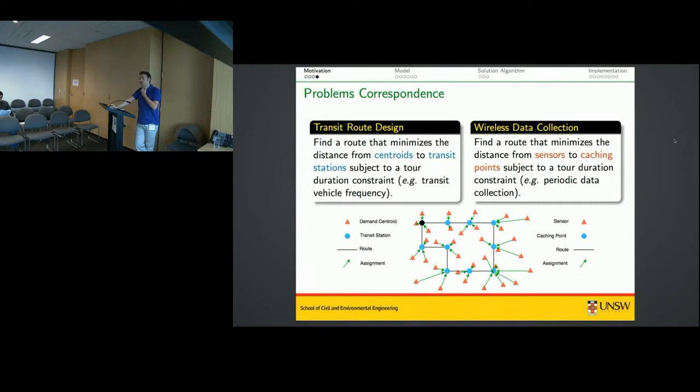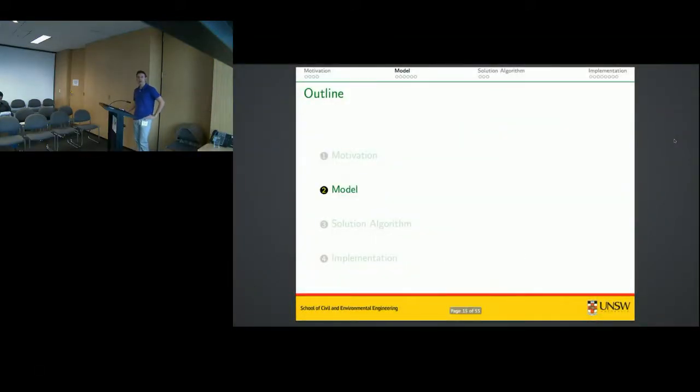From the wireless sensor network side of things, you want to find a route which minimizes the distance from sensors to caching points. And the tour duration constraint acts as a period constraint. You want to visit the sensors often. So both problems are very structurally similar. Of course, we have adapted the transit route design to fit that problem, in the sense that we are looking at a single route. We could look at multi-route, but that's an upcoming extension of the model. And in this talk, I'll just focus on finding a tour, very similar to the TSP in this sense, but also assigning demand centroids to transit stations, so as to minimize the total distance to the route. So I'll quickly go through the model.